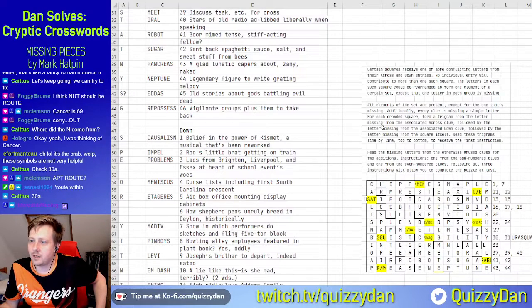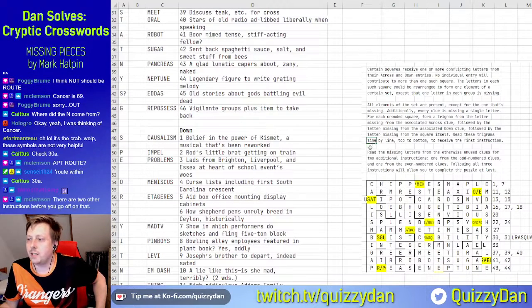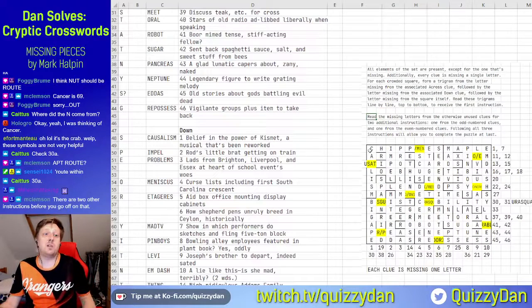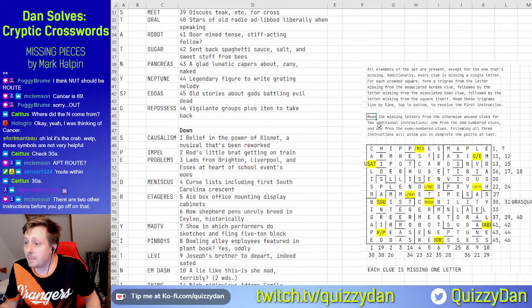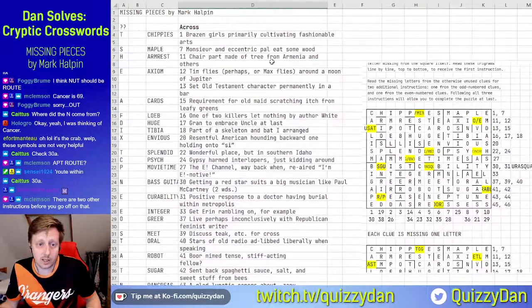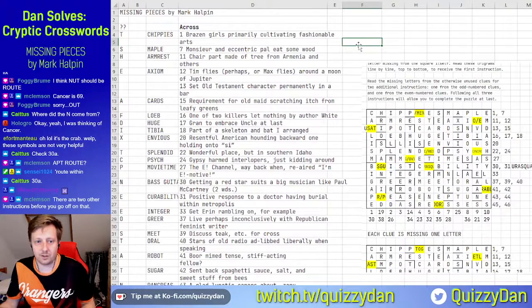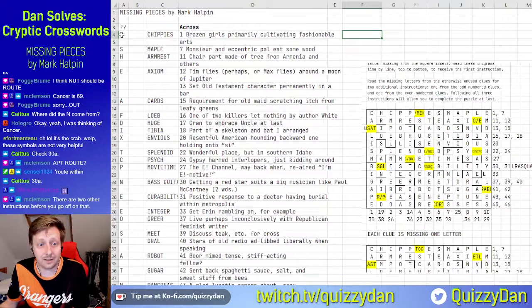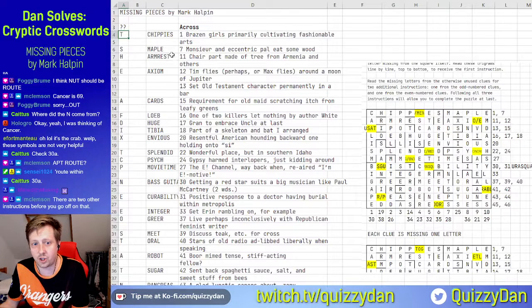These trigrams, line by line, top to bottom, receive the first instruction. So pretend we've done that. Read the missing letters from the otherwise unused clues for 2 additional instructions, one for the odd numbered clues and one from the even. So the odd number clues are... so we've used 1. This is where I should have... Darn it. Should have done it.